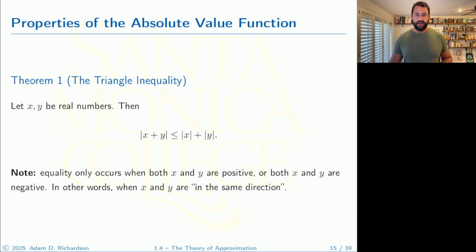Okay. Let me try to explain it in a different context, but let me read this note first. The only time that equality will occur is when both x and y are positive or both x and y are negative. Or I guess if they're both zero, right? So in other words, when they're in the same direction. So if x and y are both positive, it'll be equal. When they're both negative, it'll be equal. But yeah, they've got to be in the same direction.